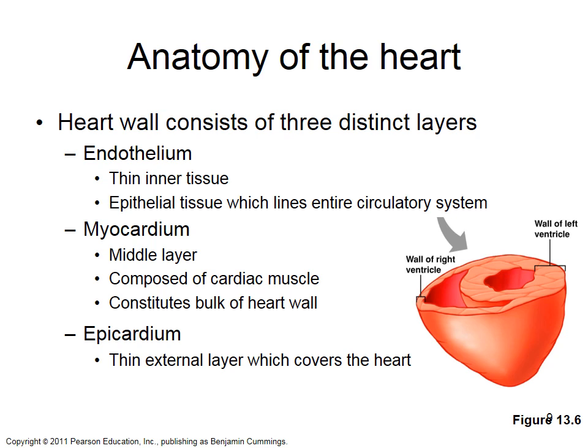Okay, your heart has three distinct layers. The innermost layer is the endothelium. Endothelial tissue lines your entire vascular tree. Okay, and your heart is no exception. Okay, endothelial tissue is just a type of epithelial tissue that lines the entire vascular tree. The thickest layer is the myocardium. That's the middle layer. That's the muscle. Okay, so the myocardium is the muscle layer of the heart. And then the outer layer is the epicardium, which is just a thin external layer that covers the heart.